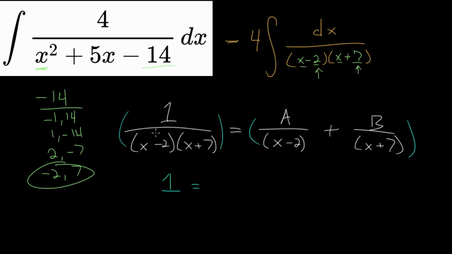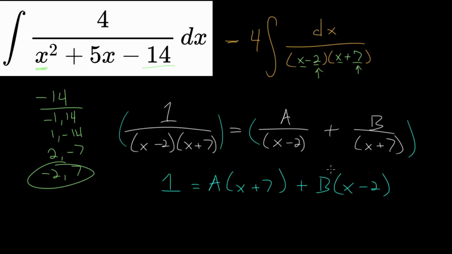And on the right-hand side, when we distribute this denominator to the first term, the x minus 2's would cancel, and we would just have x plus 7 multiplied by a. And when we distribute this denominator to the second term, the x plus 7's would cancel out, and we would be left with x minus 2 multiplied by b. So we have plus b times x minus 2. And from here, we can use some tricks to figure out what a and b have to be.